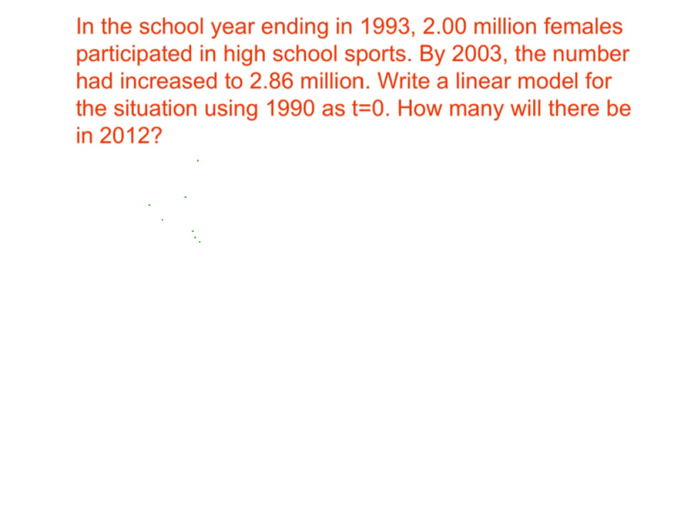Okay, the first thing we look at here is we've got a bunch of dates and amounts of people, but we don't have a slope, we don't have a specific y-intercept. It wants us to write a linear model. That's an equation. So the things we do know are that in 1993 there were 2 million female students, and in 2003 there were 2.86 million. Now, we don't need to add all the zeros to the millions. We just know that our y values are in millions.